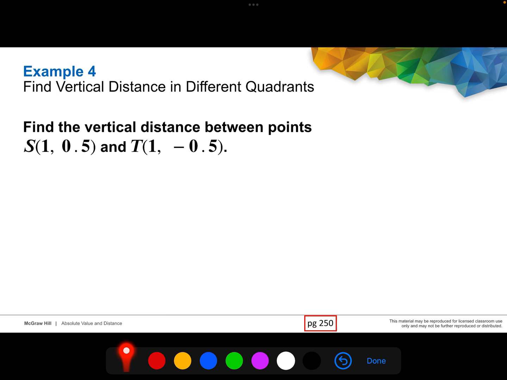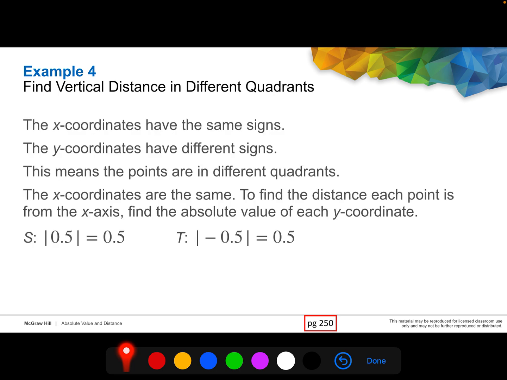Alright, let's take a quick look at example 4. Find the vertical distance between the points 1, 0.5 and 1, negative 0.5. Now in this case, again, you see the two have the same x coordinate, and the two y coordinates have different signs, which means our points are in different quadrants. Since the x coordinates are the same, to find the distance, we find how far each point is from the x-axis. To do that, we find the absolute value. So the absolute value of 0.5 is 0.5. The absolute value of negative 0.5 is also 0.5.